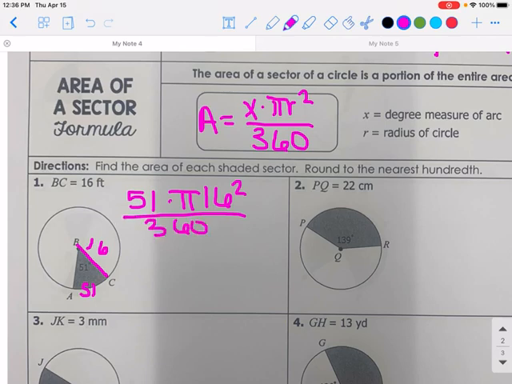When you multiply everything across the top, 16 squared times 51, we should get 13,056 times pi all over 360. Plug that into the calculator, and you should get 113.94, and they're using feet, so feet squared.